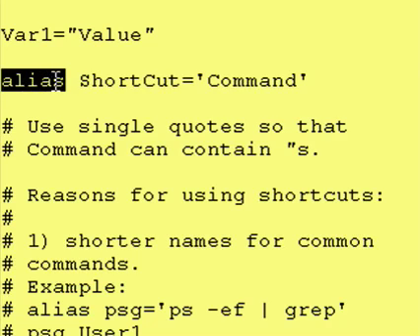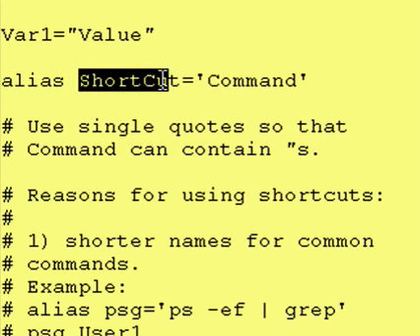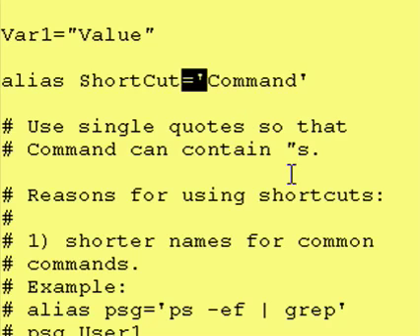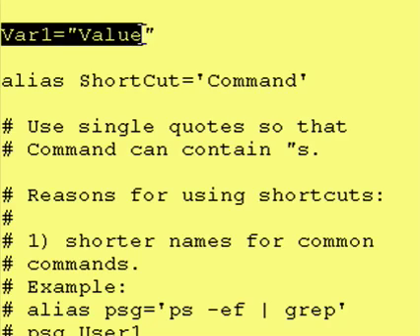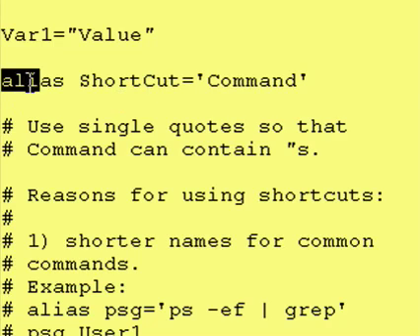We start off with this word right here, alias. That says, hey, what you're going to see next is defining an alias. We then give the alias a name. In this case, it's shortcut. And we're saying that shortcut is now equivalent to whatever is in between those single quotes. So it is very similar to the definition of a variable. However, you just put the keyword or the Korn Shell command alias in front.